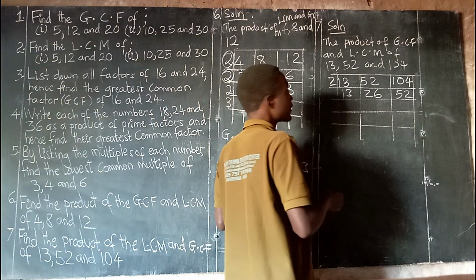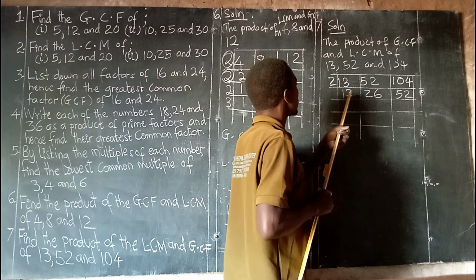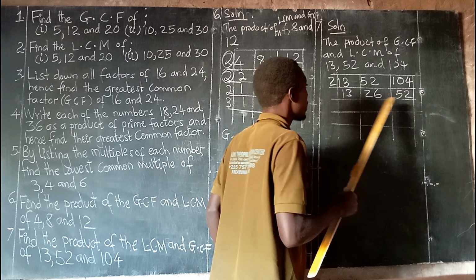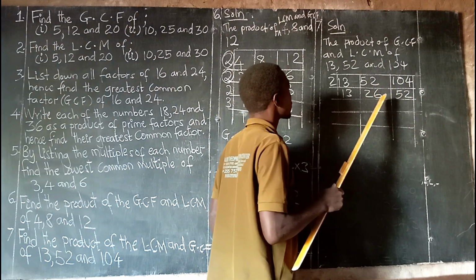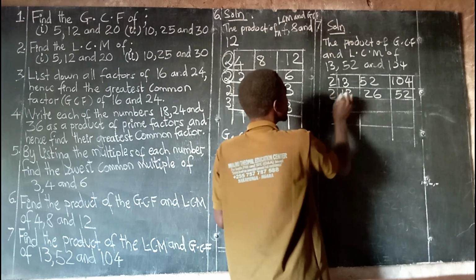Now let us see. Can 2 still be used to divide any of the 3 numbers? The answer is yes, because we have 26. 26 and 52 are still divisible by 2. So we write 2 again.